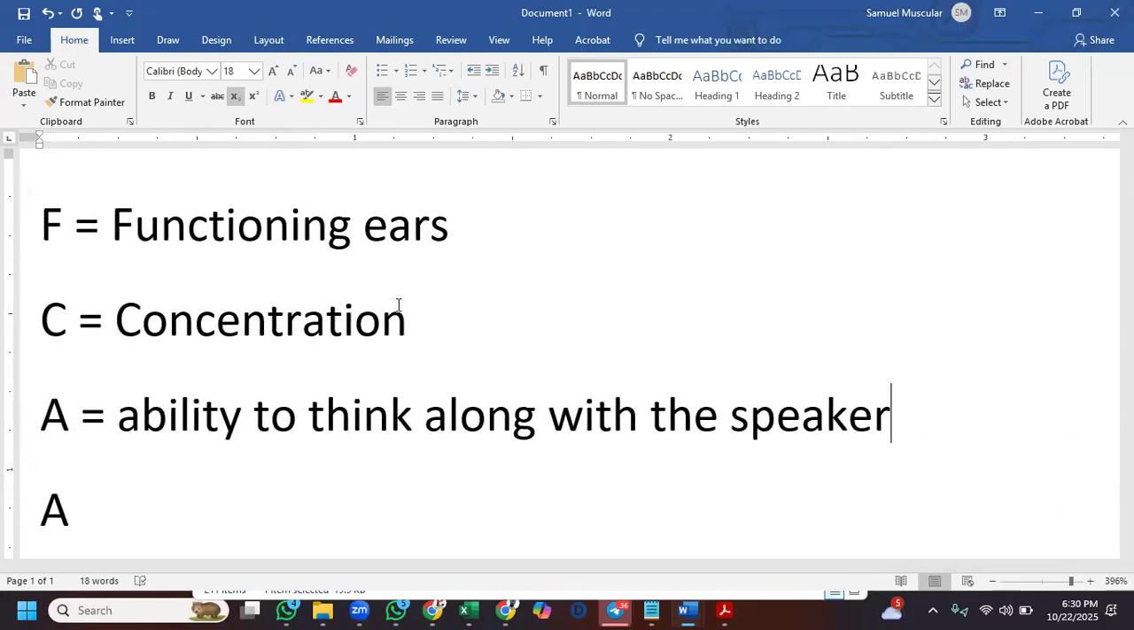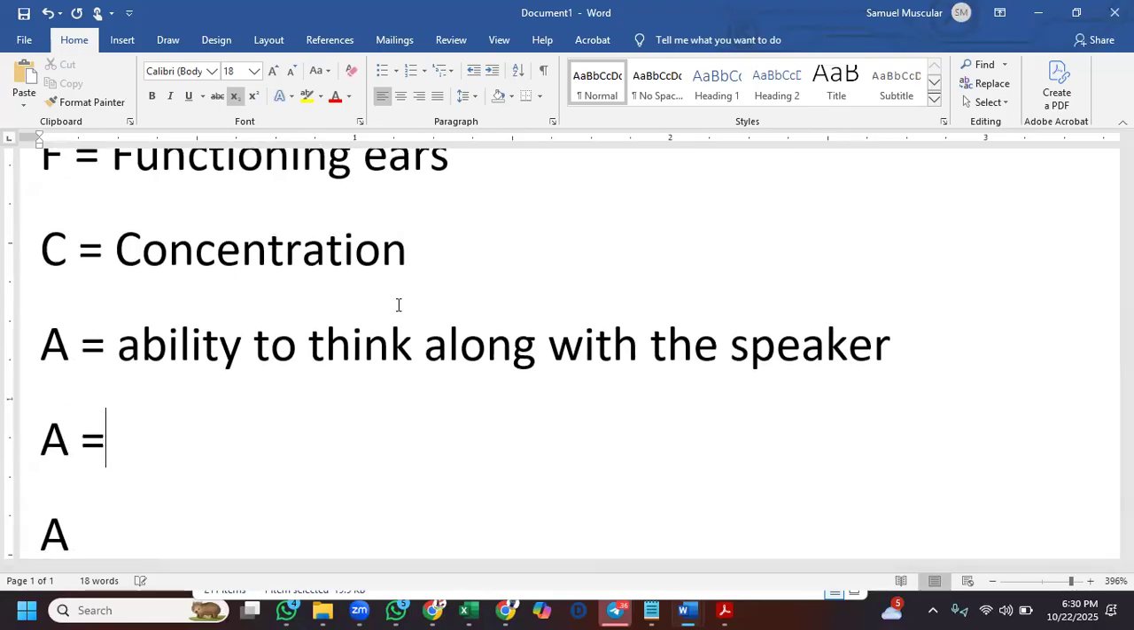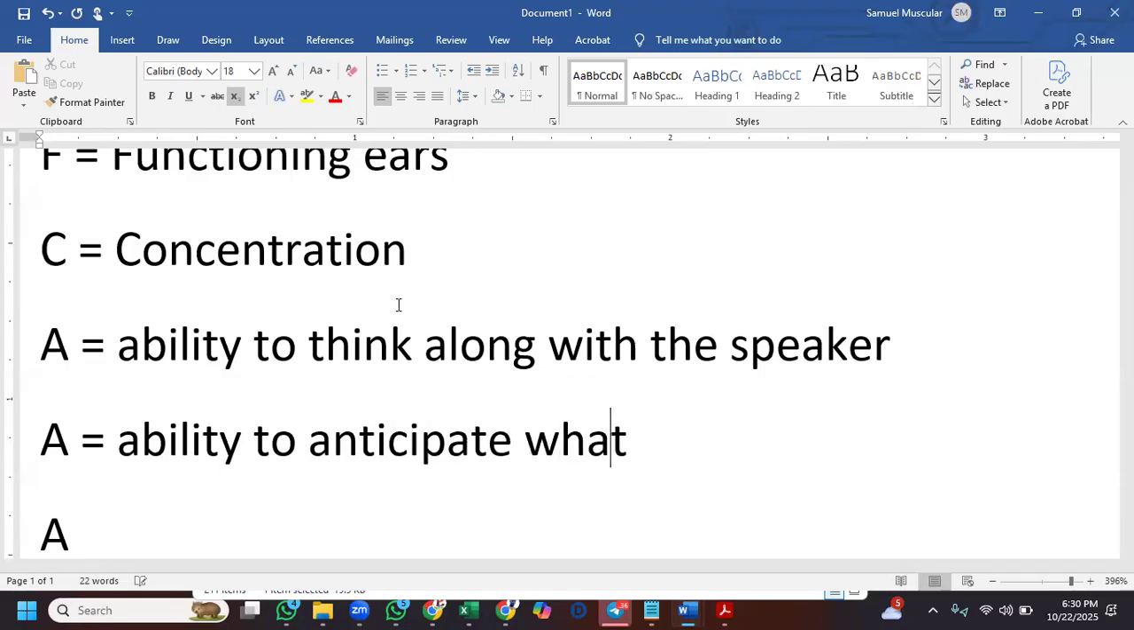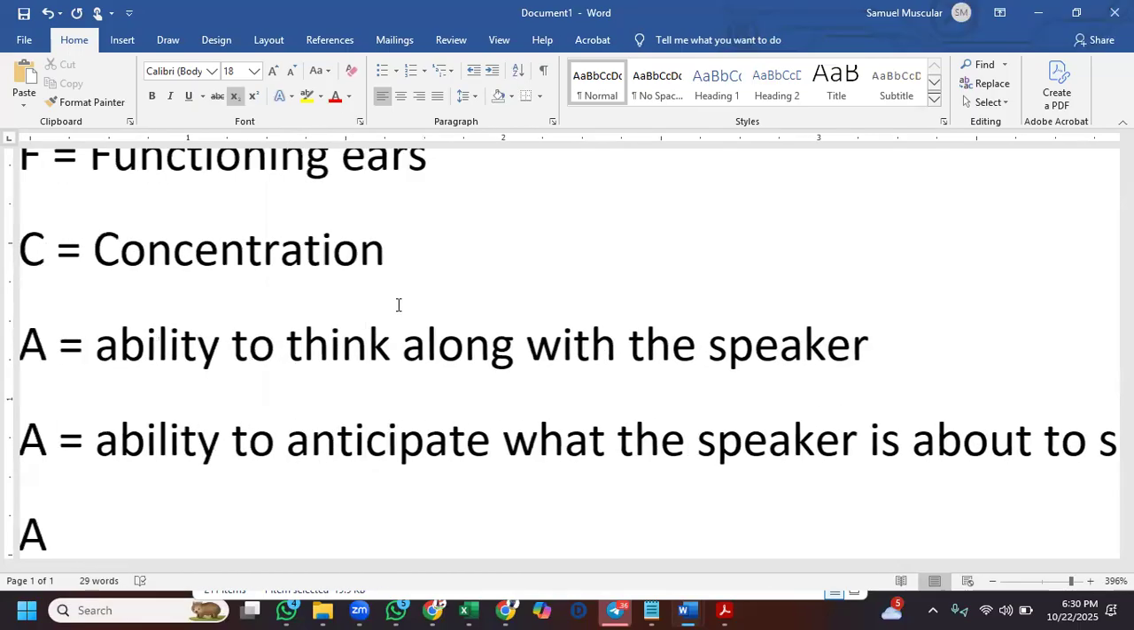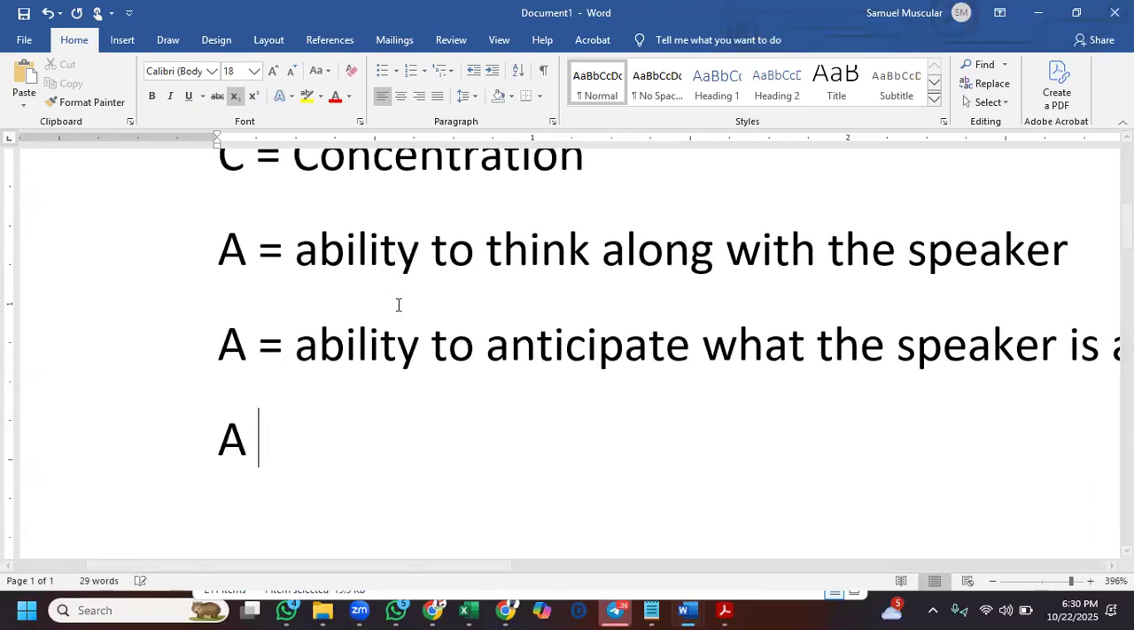Okay. Good. Now the next A is still ability, but to do what? Anticipate what the speaker is about to say. Okay, and the last A is what? Ability to note important signposts.